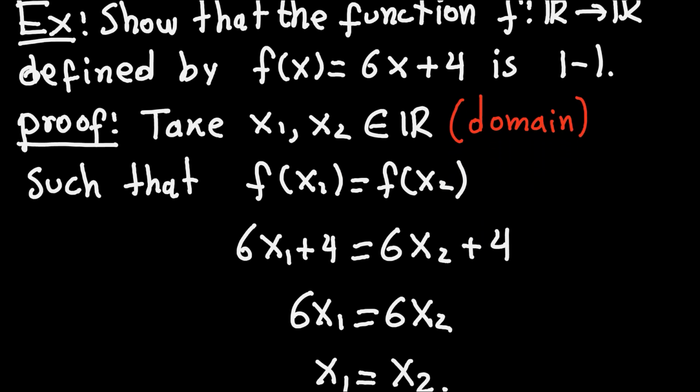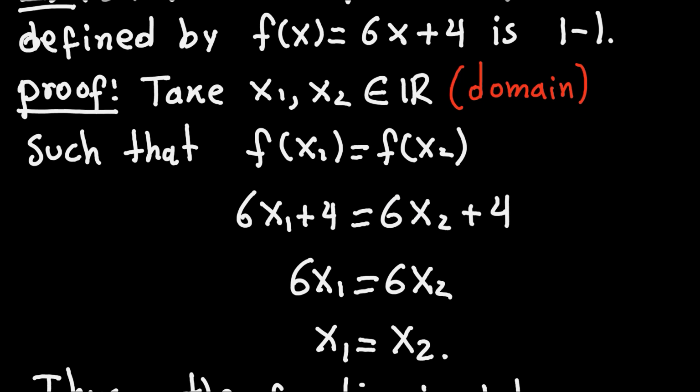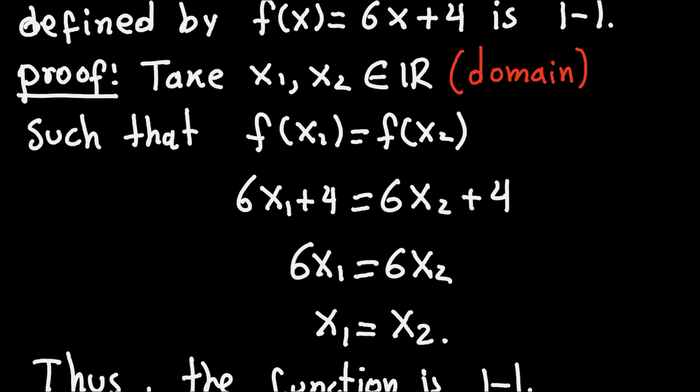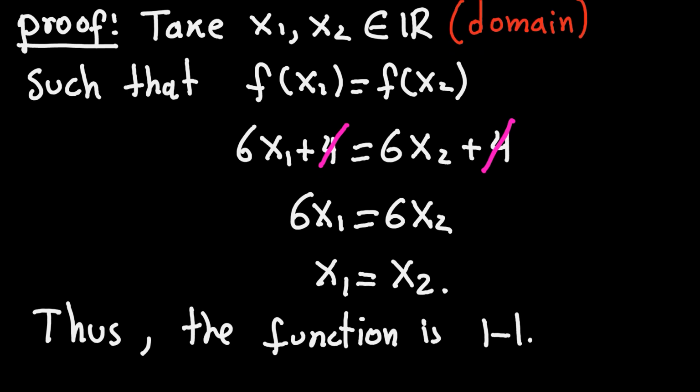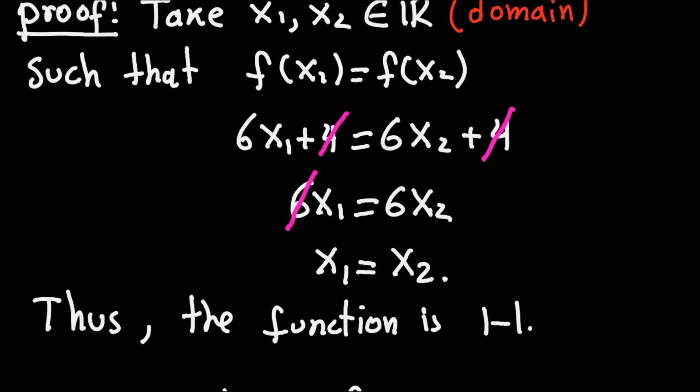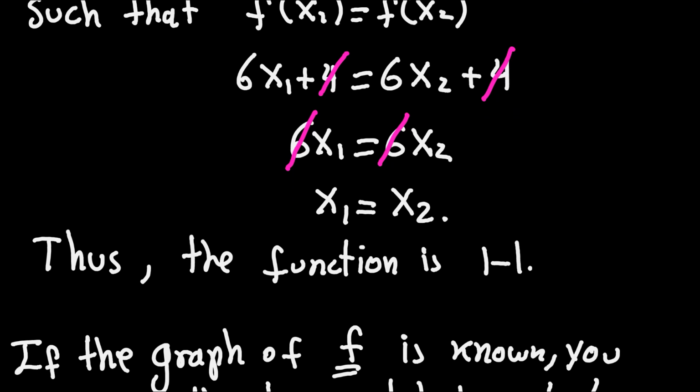Now, just use the definition of the function. F of x1 is just this 6x1 plus 4, which I have here. And f of x2 is the same function evaluated at x2, so let's just replace the x by x2 here. That means these two things are the same. Now you can do some algebra here to check that x1 is equal to x2. If you cancel out the 4 here, 6x1 is equal to 6x2, and you can do the same with the 6. And so x1 is equal to x2, and that proves that the function is one-to-one. So the function is one-to-one.